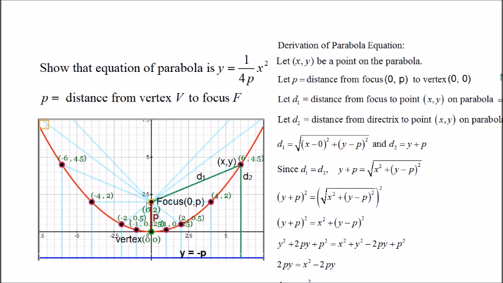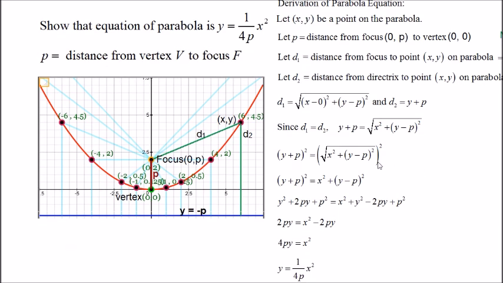The length of this segment is equal to the length of this segment. And so we have d1 is equal to d2, or y plus p is equal to the square root of x squared plus (y minus p) squared. Square both sides, and then we get y squared plus 2py plus p squared equal to x squared plus y squared minus 2py plus p squared.